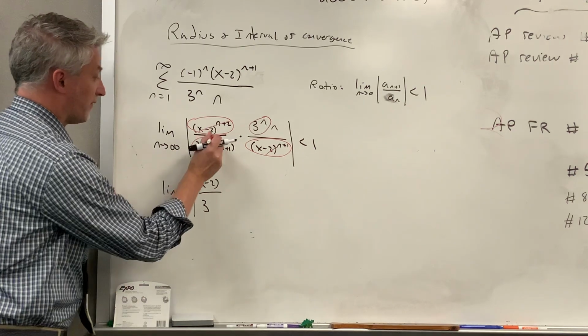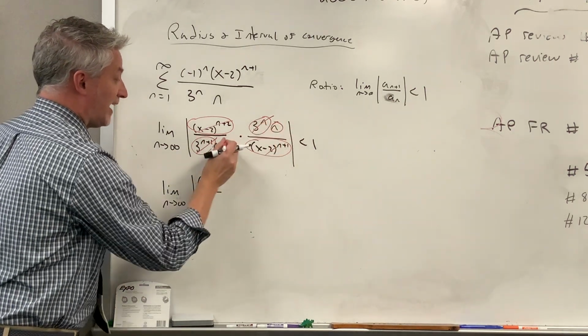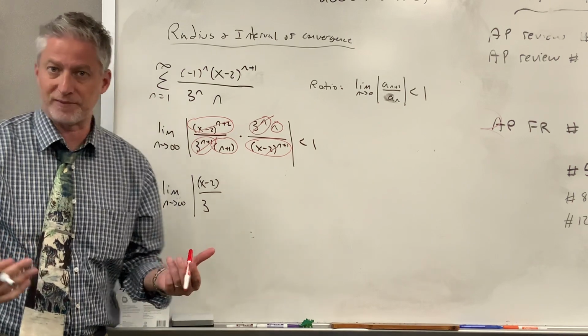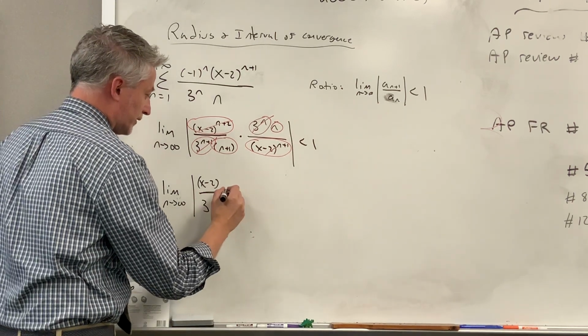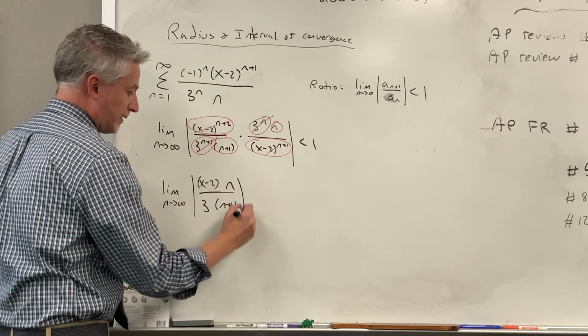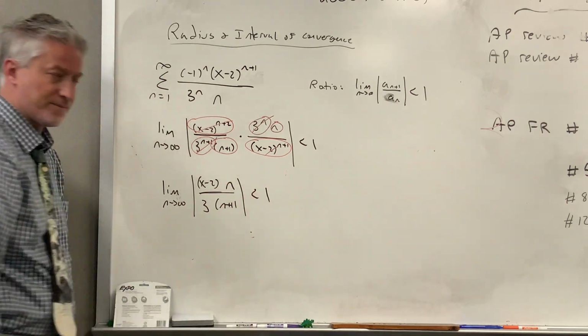So those are gone. Lastly, I have this n and this n plus 1 right here. Unfortunately, we can't simplify those, so we are going to leave them. n on top, n plus 1 on bottom, and that still is less than 1.